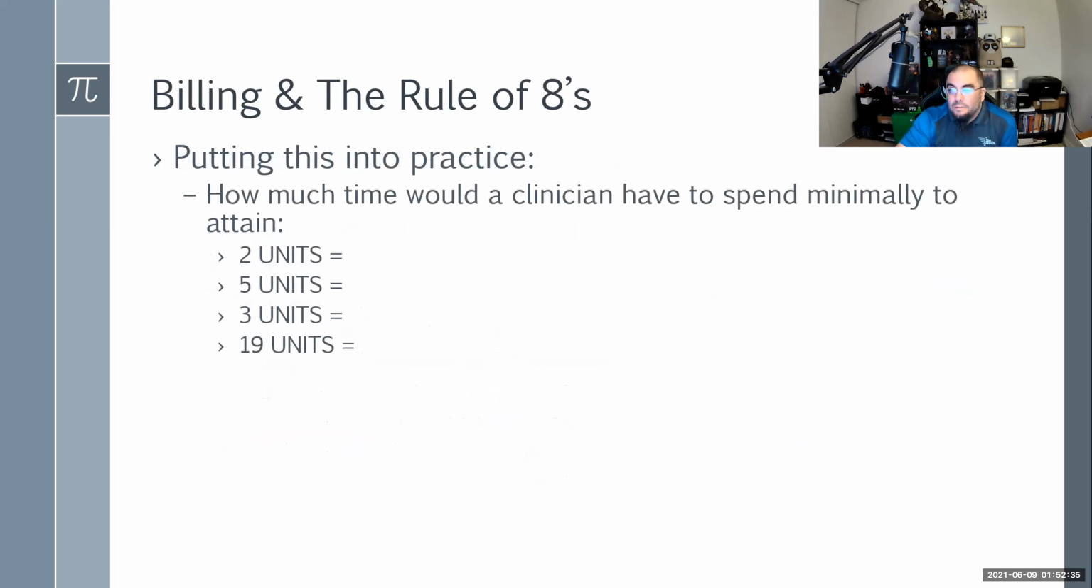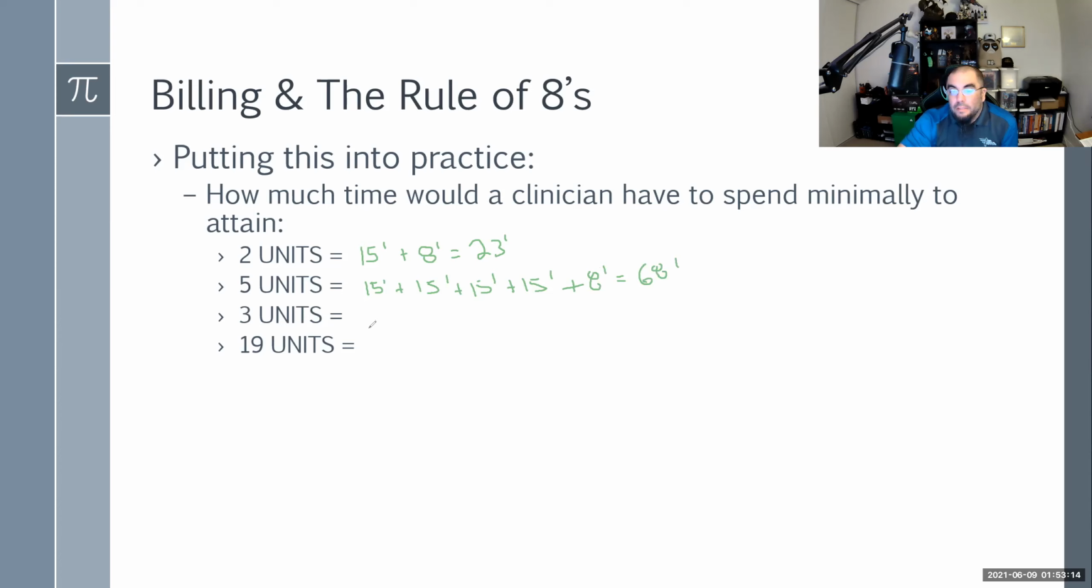So how much time would a clinician have to spend minimally to get 2 units? Well, in order to get 2 units, we have to do 1 full 15-minute session and 1 8-minute session. Well, again, not a session, but just kind of thinking about it that way, for a total of 23 minutes. To get the 5 units, we would have to do 4 full units of time. So 4 full before that, and the 5th one we can do for 8 minutes. So that would be 68 minutes.